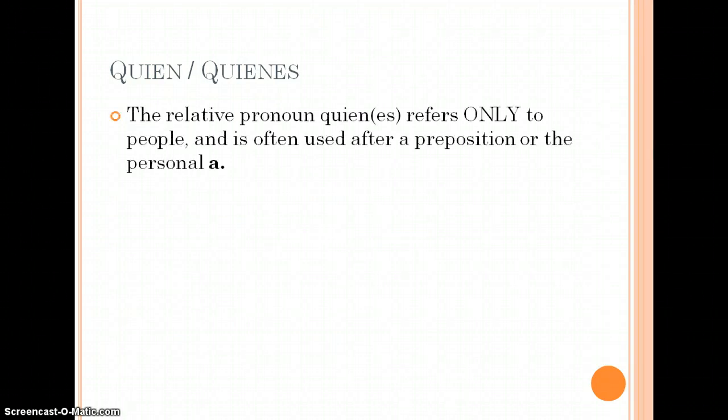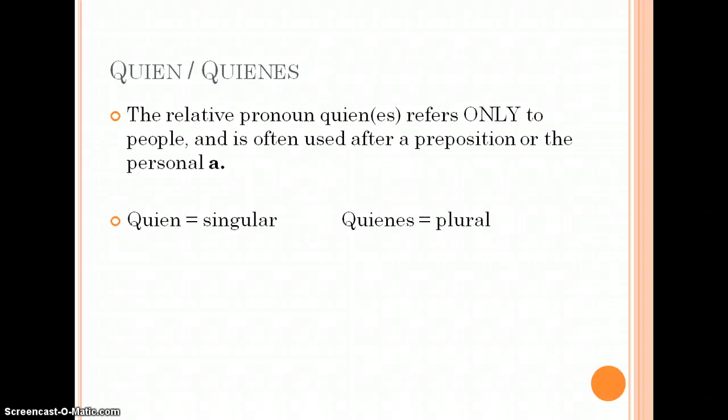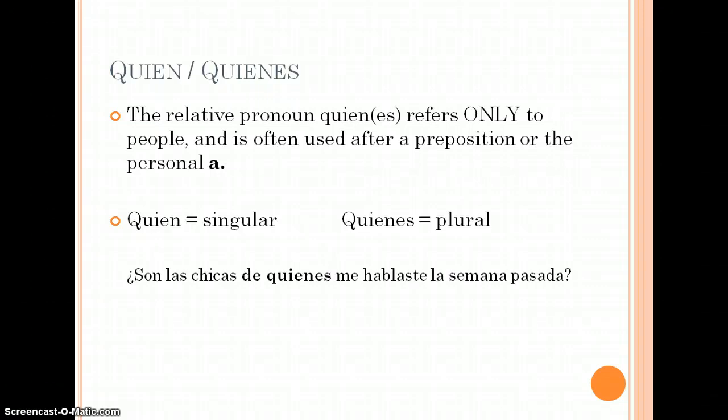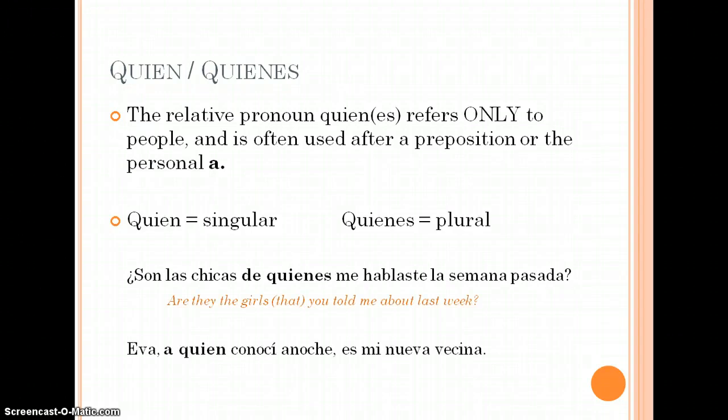Now we're going to look at quien and quienes. That relative pronoun only can refer to people, and it is often used after a preposition or that personal a couple. And you'll notice, of course, quien is singular, quienes would mean that we're looking at something plural. ¿Son las chicas de quienes me hablaste la semana pasada? Eva, a quien conocí anoche, es mi nueva vecina.